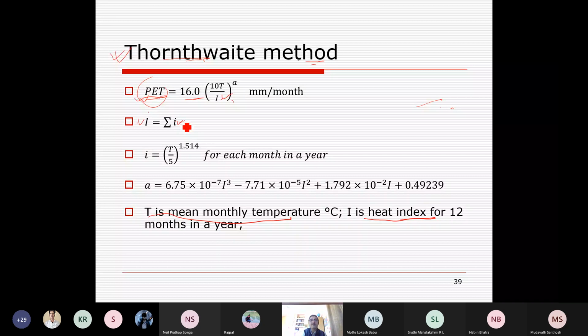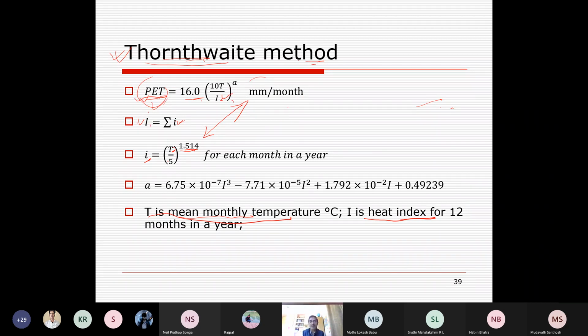Monthly heat index is simply temperature, that is mean monthly temperature divided by 5 to the power 1.541. This is an empirical relation, and has no explanation why it is happening like this. So Thornthwaite developed the empirical relation to find out potential evapotranspiration for a particular season, or here for the whole year condition, divided into months.